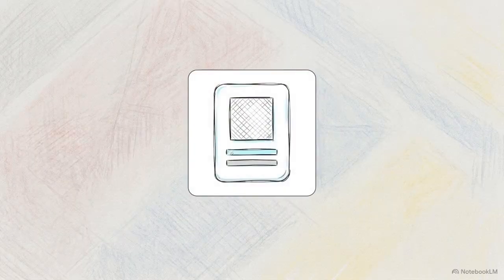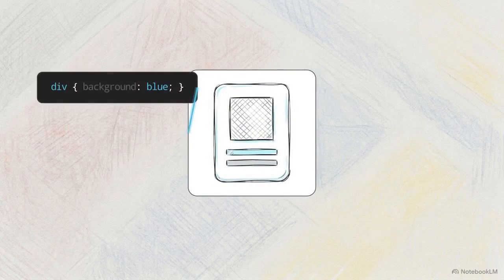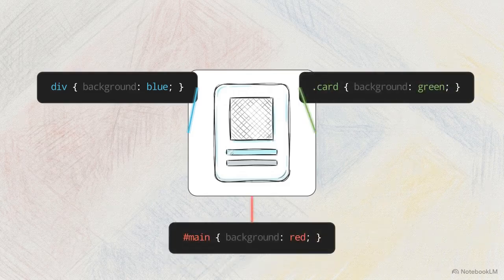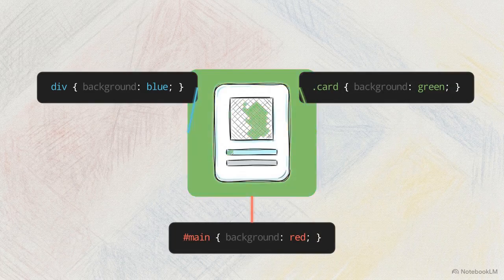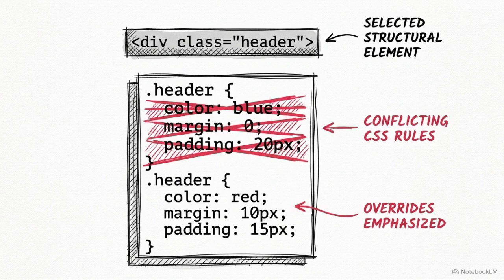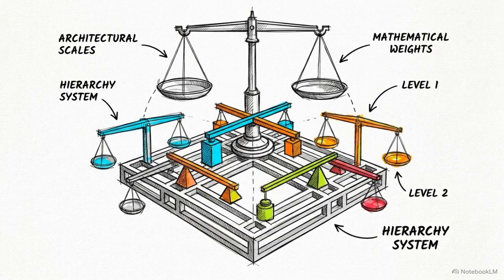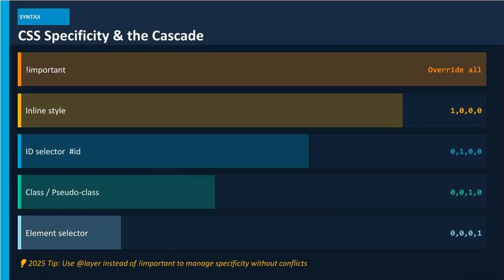This precision targeting leads to a common scenario: a single element being targeted by a tag, a class, and an ID simultaneously. If all three try to set a different background color, the browser has to choose which one wins. To resolve this, the browser uses specificity, a mathematical hierarchy that calculates the priority of every rule. This chart displays the browser's scoring system.